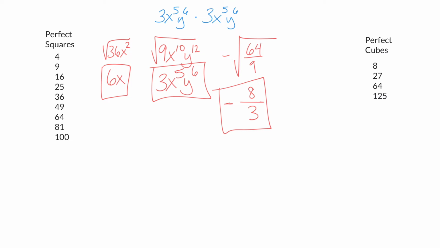Okay, so let's do one more like this, but let's make it way fancier. I'm going to come down here where I have a little bit more space. Negative square root of 25 x to the 4th over 16 y to the 8th. Okay, take a minute to see if you can figure that one out.